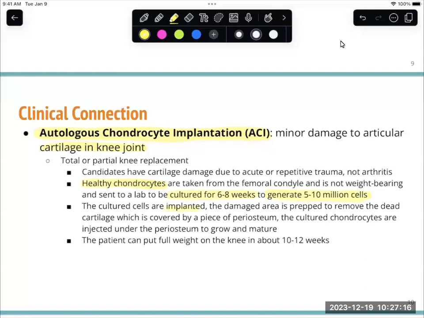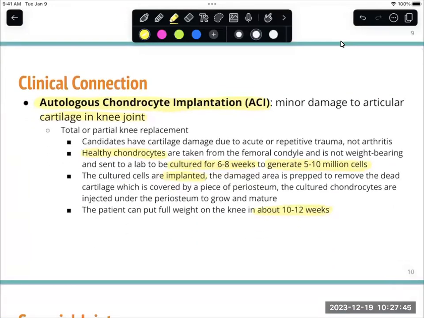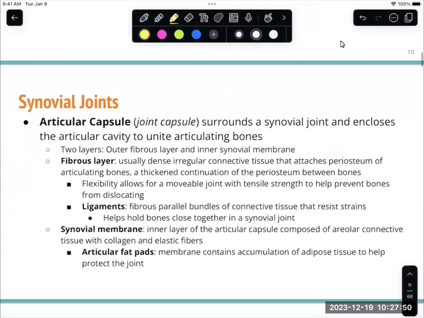And then they're going to implant that back into the knee joint where that damage was. It takes about 10 to 12 weeks for everything to kind of come back together where you can fully bear weight on that joint again. But it's replacing damaged cartilage with new fully grown cartilage. It's kind of a new thing in probably the past 25 years that they can now do. It's really cool. So back to synovial joints.